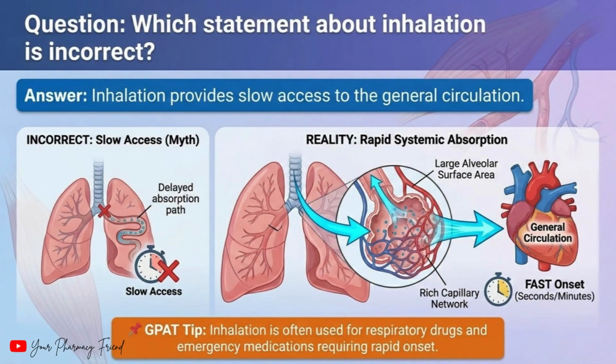Which statement about inhalation is incorrect? Inhalation provides slow access to the general circulation. The statement that inhalation provides slow access to systemic circulation is incorrect. Inhaled drugs are rapidly absorbed through the lungs because of the large alveolar surface area and rich capillary network, making this one of the fastest routes of administration. Inhalation is ideal for respiratory medications and emergency drugs requiring rapid onset.